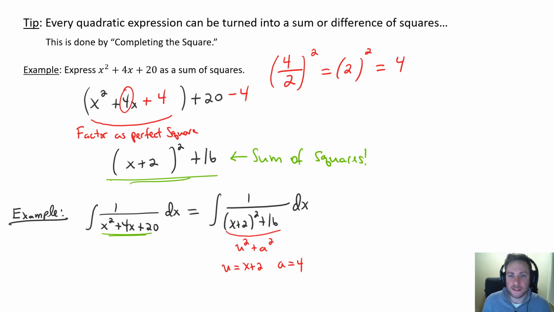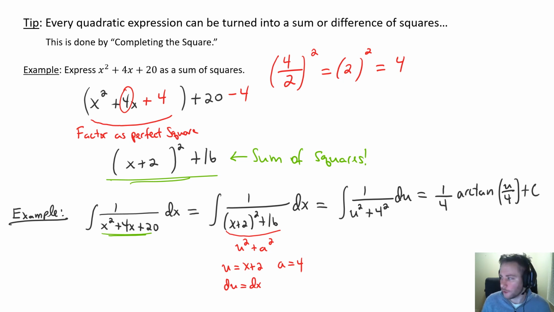But remember that it's necessary to perform a substitution if we want to think of it this way. So don't forget to calculate du, which in this case is just dx. With that, we can represent our integral as 1 over u squared plus 4 squared du, which exactly matches the arctan integral formula with a equals 4. So we can declare this as 1 over 4 arctan of u over 4 plus c. Put your answer back in terms of x and you're done.